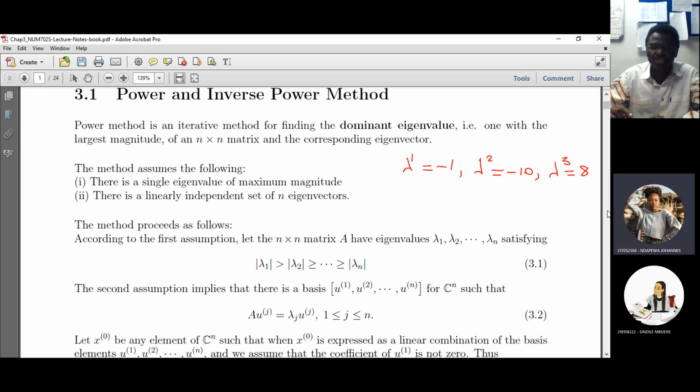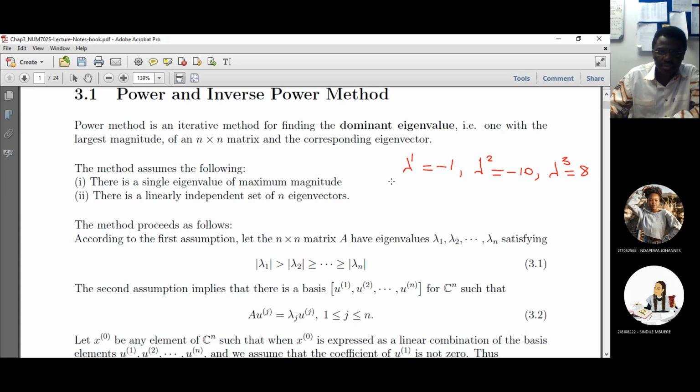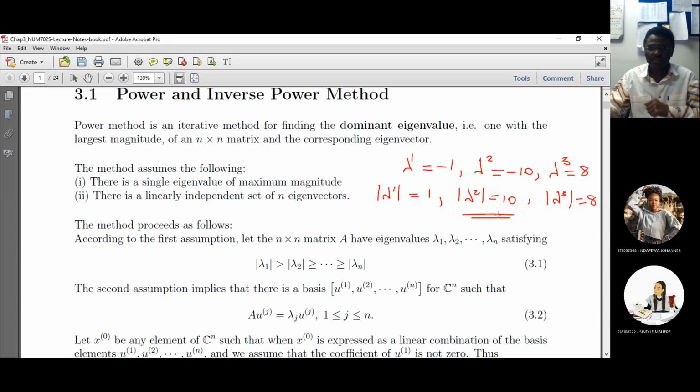Now, if I look at the magnitude of each one, what do you have? The magnitude of lambda 1 is 1. The magnitude of lambda 2 is 10. And the magnitude of lambda 3 is 8. So this is the dominant. I mean, when I say this is the dominant, not this one, but lambda 2.